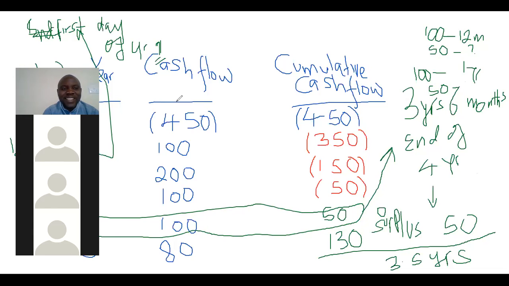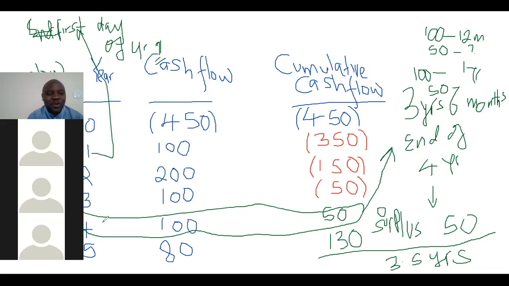Because on the first day of year 3, you still have a negative 50. But we are saying on the first day of the 4th year, you have 50. Then you need to go back to know at what point you are going to break even, which takes you to 3 years, 6 months, or 3.5 years. Are we there? Yes.